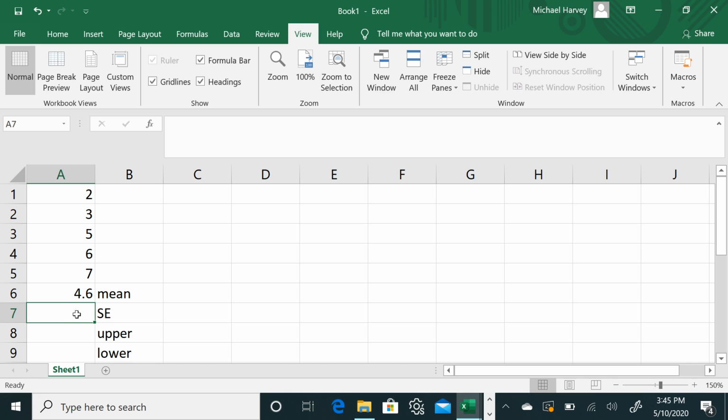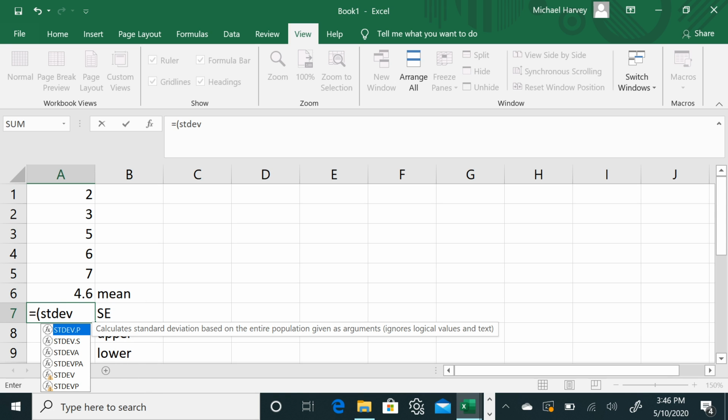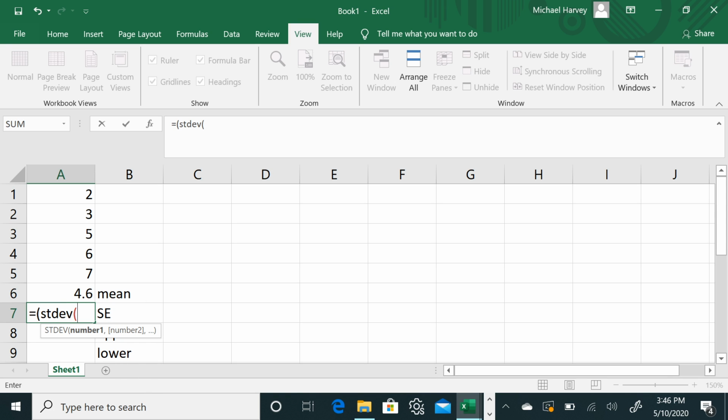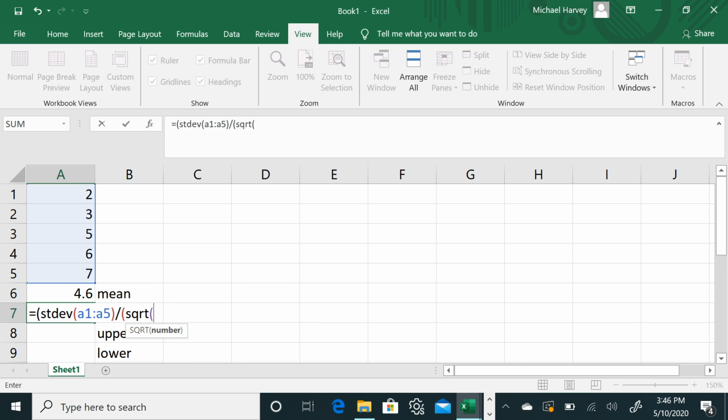So what is the standard error? Remember, the standard error is the standard deviation over the square root of n. How many data points do we have there? We have 5 of them, right? So to get the standard error, we need the standard deviation, which is STDEV, and then you have A1 to A5. Then we're going to divide that by the square root of n, which is 5, right?